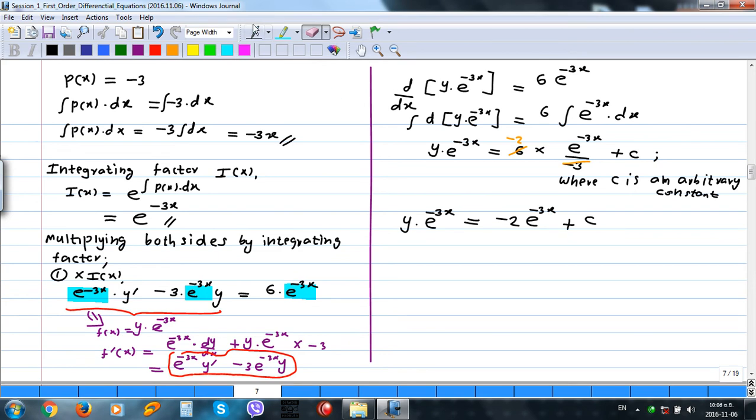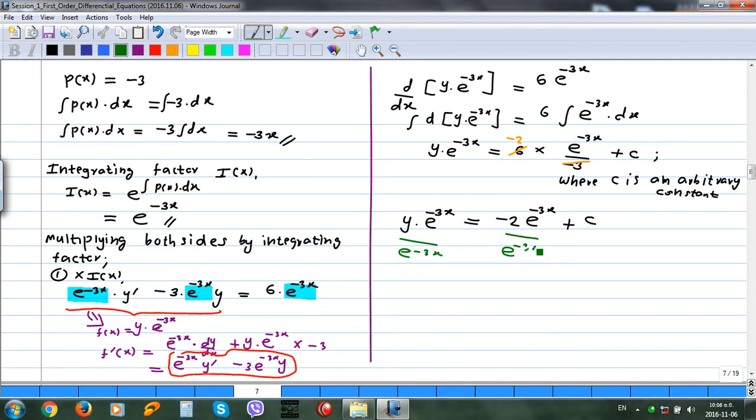Dividing both sides by e to the power minus 3x, this one also e to the power minus 3x. Then you can take the answer as y equals c times e to the power minus 3x. That comes up, then this index becomes positive and this can be cancelled, minus 2. This is the answer. Okay, right? So you can solve this kind of problem this way.